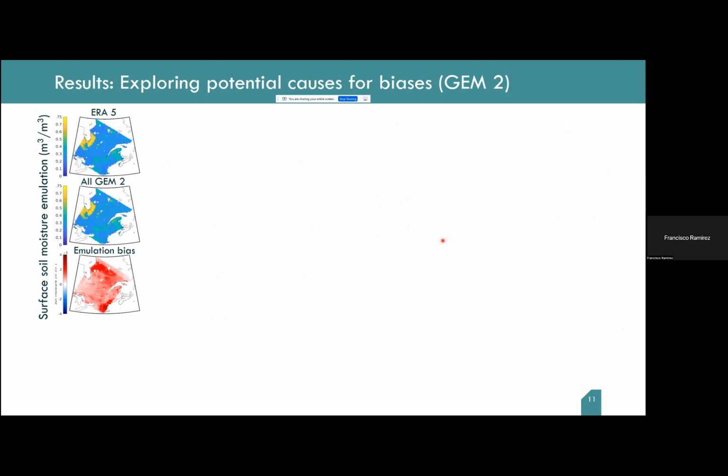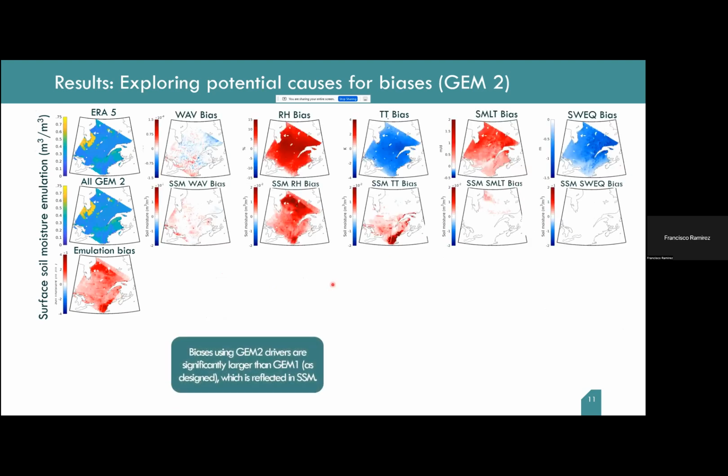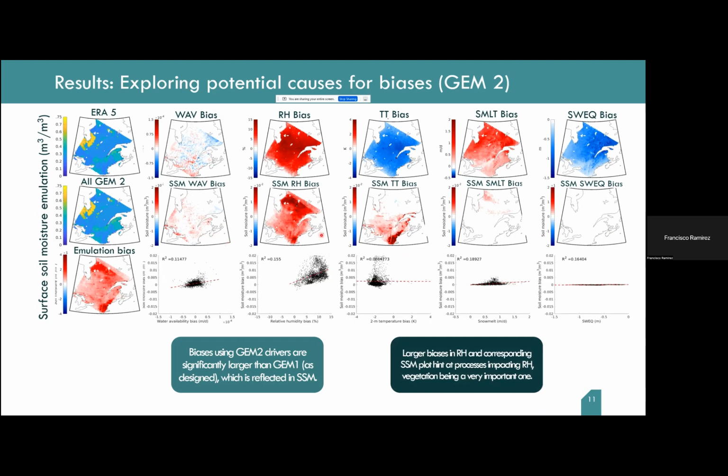Okay, moving on to the second GEM simulation. This simulation was designed to be biased, and we can observe a significantly larger bias when compared to GEM1. In that sense, the simulation was successful as all predictors have larger biases than their counterparts in GEM1, which in turn is reflected in surface soil moisture biases. We see higher biases in these plots. And larger biases in relative humidity point to processes impacting it, with vegetation being a significant one.